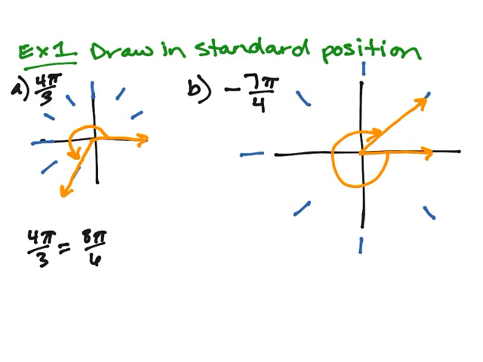So what does that tell you about negative 7 pi over 4? It's the same as what? Same as pi over 4. All right, we good? Okay, what if I give you 14 pi over 3?